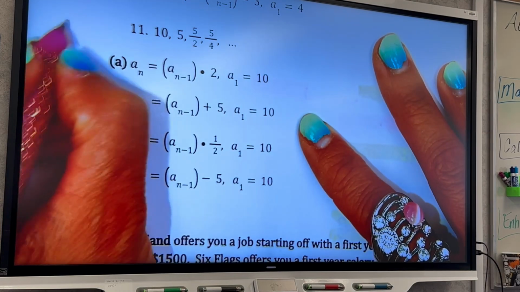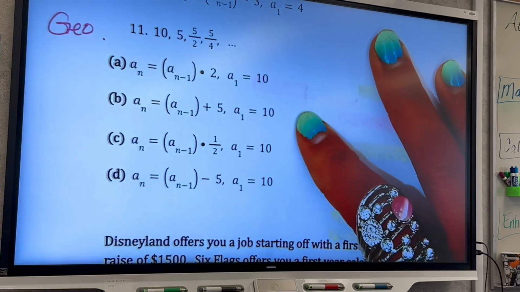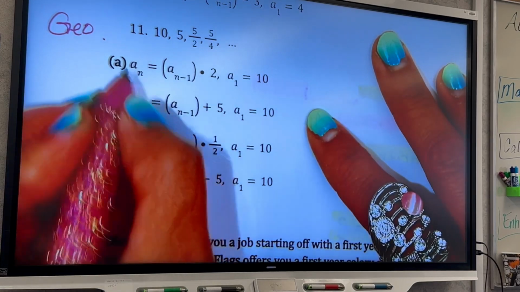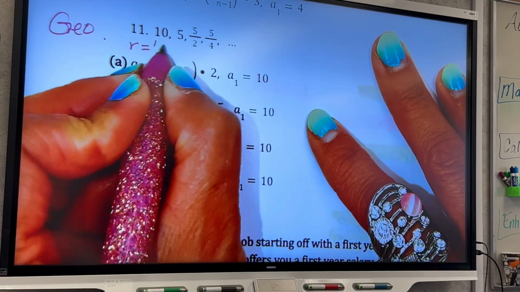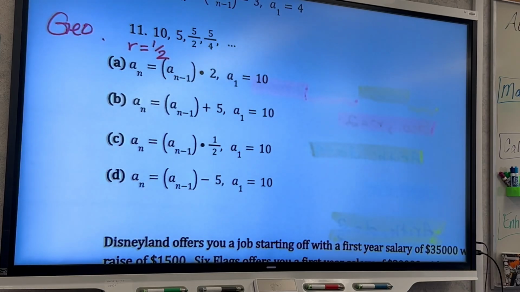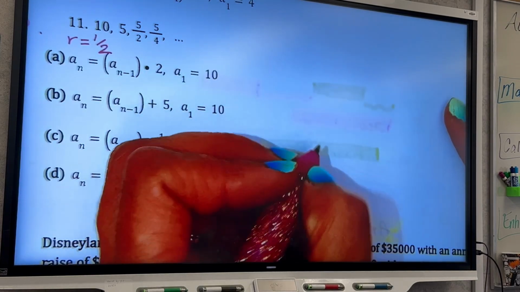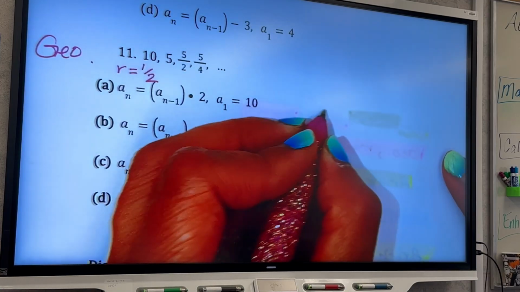Geometric. This one's geometric, because we're multiplying. What are we multiplying by? What's the R? 1/2. You saw this problem earlier, and you identified that earlier. Okay, so now we just have to write a recursive formula for a geometric sequence.